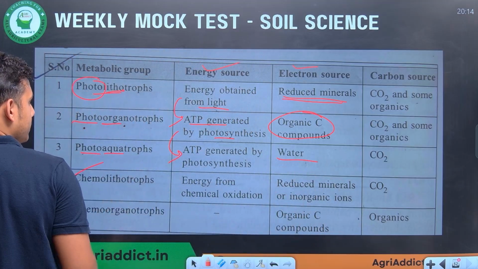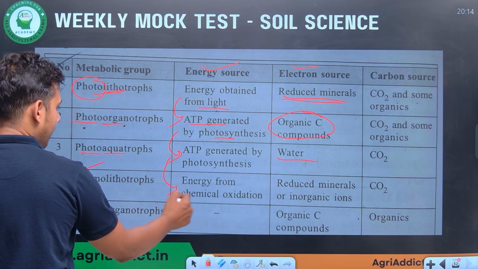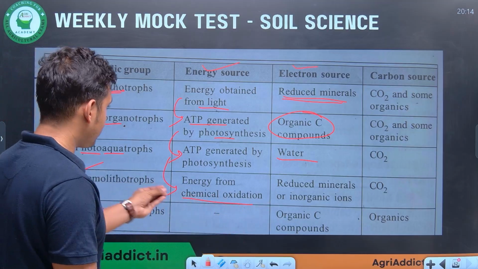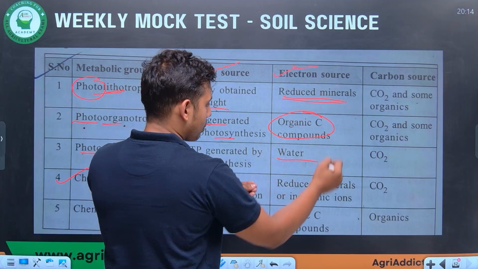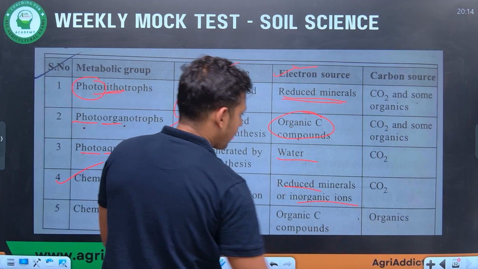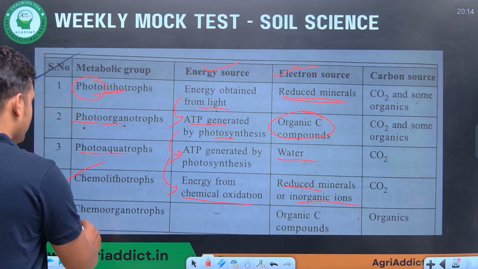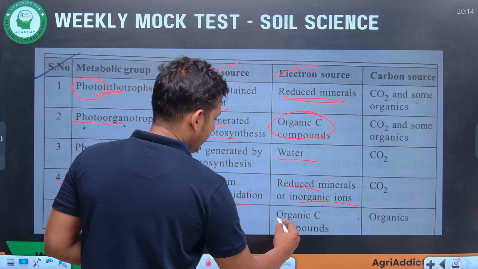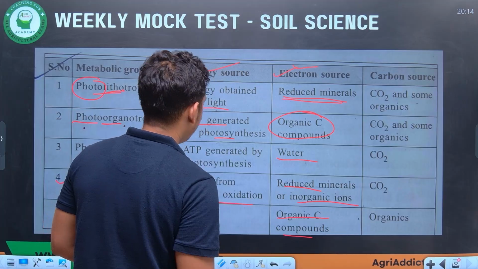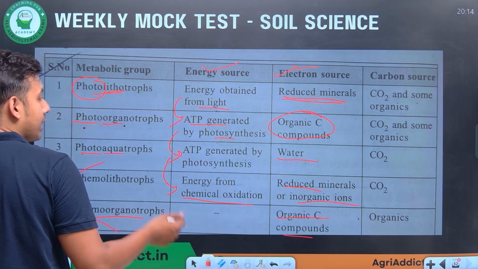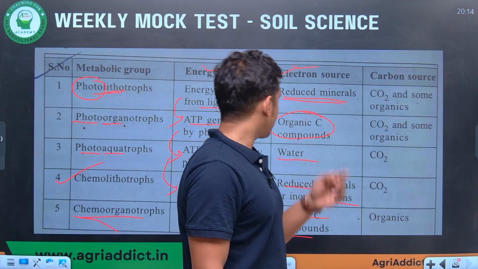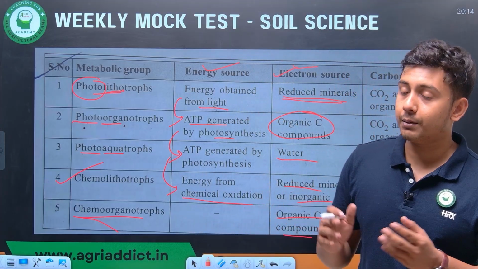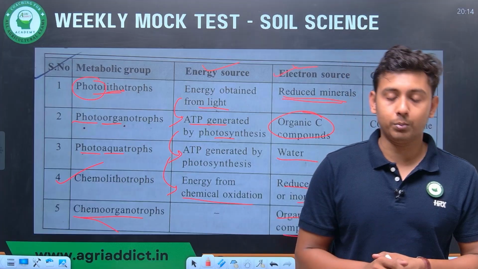And chemolithotrophs: here the energy is from chemical oxidation, chemical energy, and litho means the electron source is inorganic ions. And chemoorganotroph: here the electron source is organic carbon compounds, and energy is chemo, meaning chemical oxidation energy. So these are the most important and expected questions from those parts.